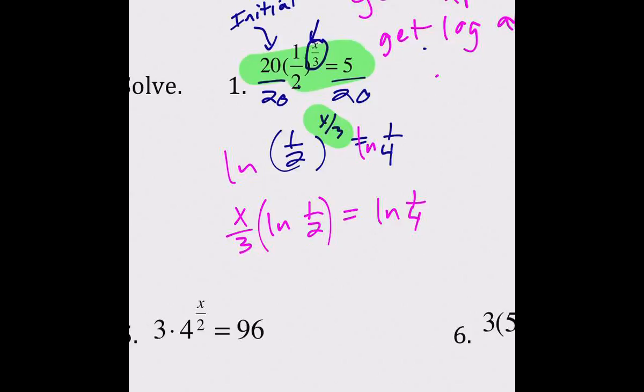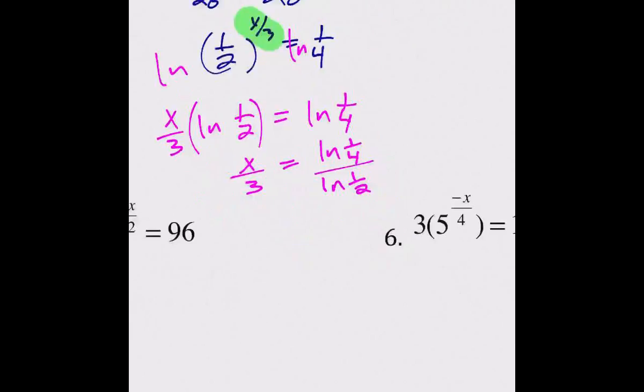This is a setup now, it's just isolating x. So divide by log of 1/2, it's a number. If you can get comfortable with the idea that the log of a number is just another number, it's nothing fancy. I wouldn't get the decimal too early, because you're going to round, and if you round early, things start going wonky. So I'm dividing by log of 1/2. Multiply both sides by 3, and we are on our way. x equals 3 ln(1/4) over ln(1/2).